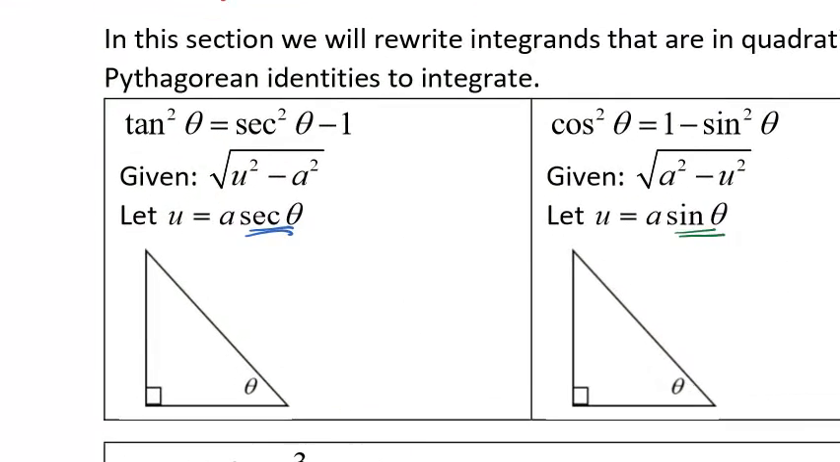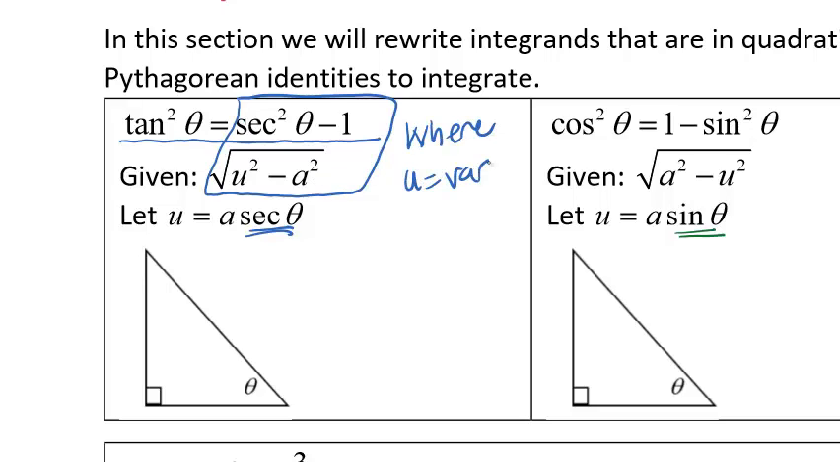Well, the way that you do that is to look at the given. If we end up with a radical where it's variable squared minus number squared, this is going to be where u is equal to a variable and a is equal to some constant. In this case, we're going to let u equal a secant of theta. So when we end up with something where it's variable minus a number, our trig function that we use to substitute for our variable will be the secant.